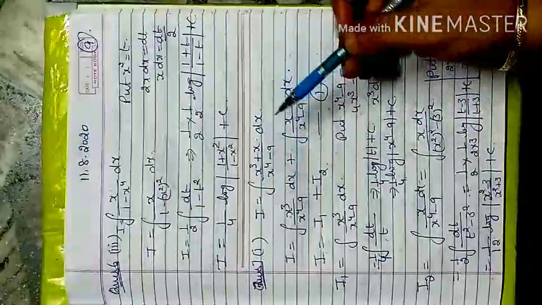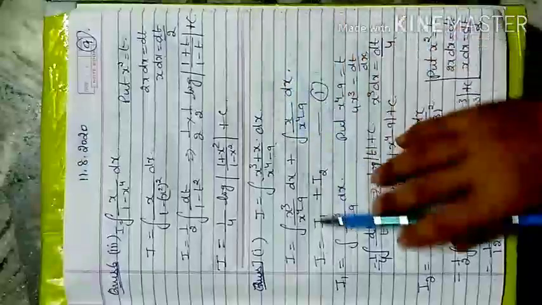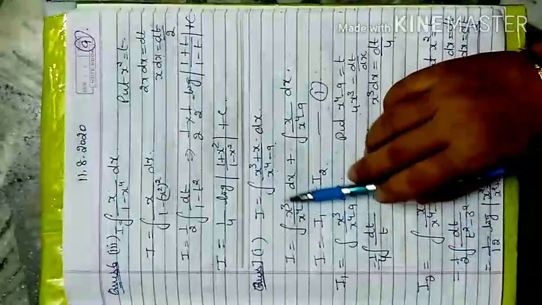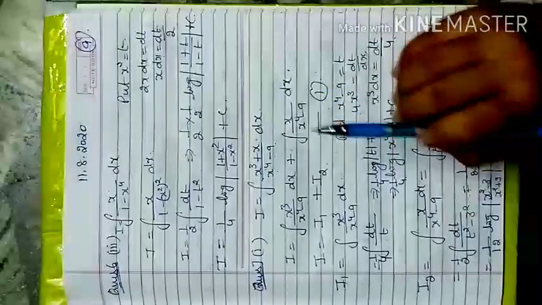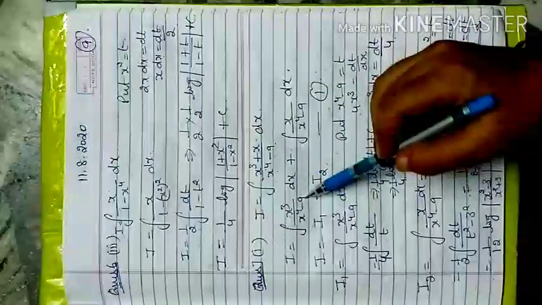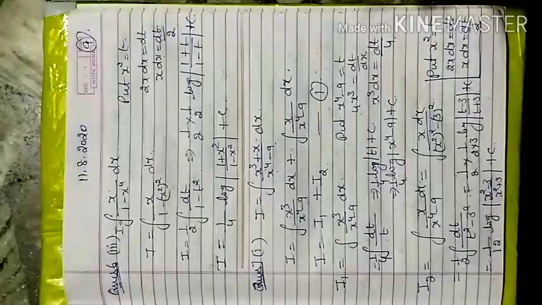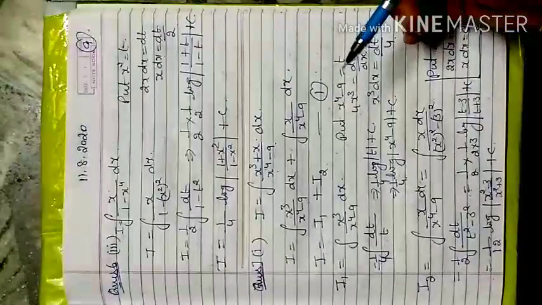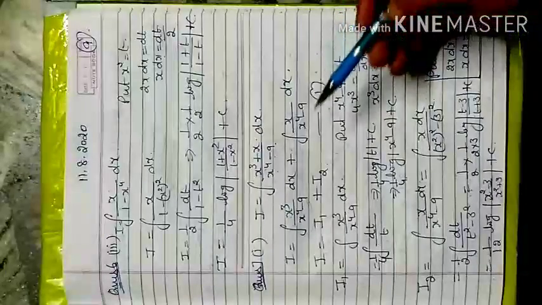Now 7th question, first part, x cube plus x upon x4 minus 9. First you separate the numerator: x cube upon x4 minus 9 dx plus x upon x4 minus 9 dx. So this we consider as I1 and this we consider as I2, because both will be solved with the substitution method. So we have to solve them separately and place them back in place of I1 and I2.